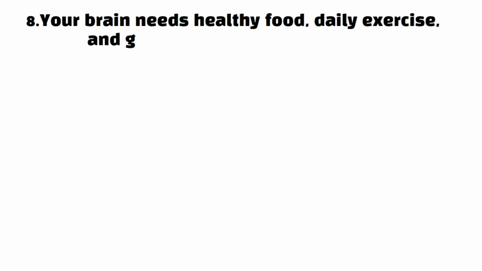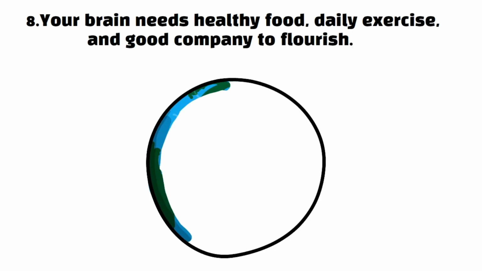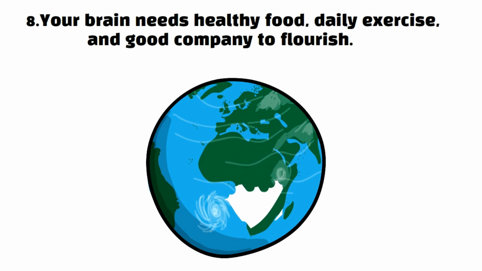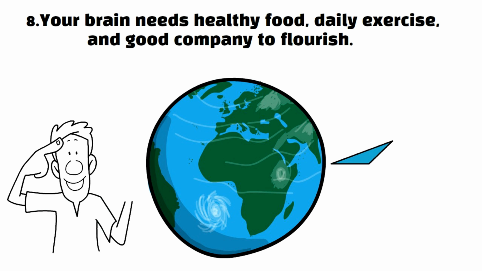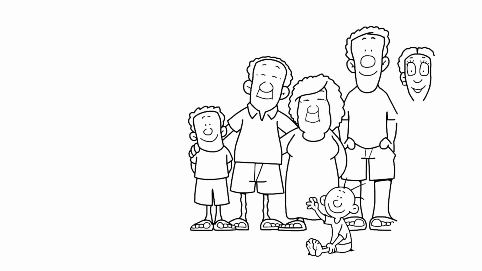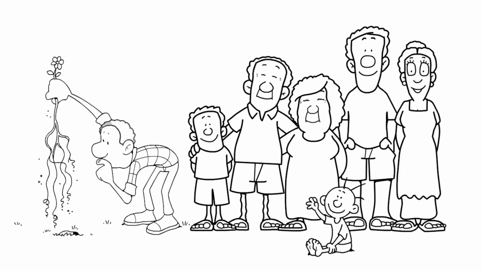8. Your brain needs healthy food, daily exercise, and good company to flourish. The blue zones are five regions around the world that have an unusually high concentration of centenarians. These people not only live longer, but also have low rates of cancer, obesity, heart disease, and dementia. They have a similar lifestyle that includes strong bonds with family and friends. They also have daily physical activities like gardening and walking.